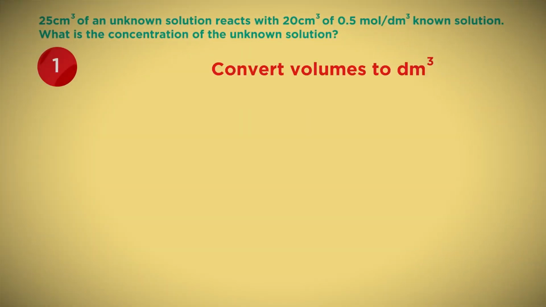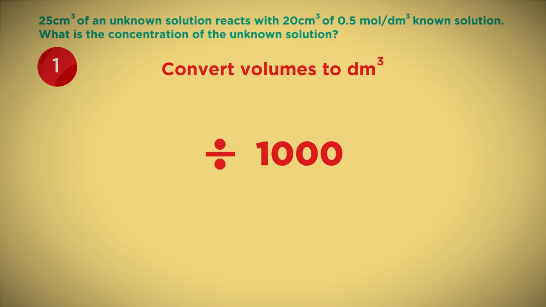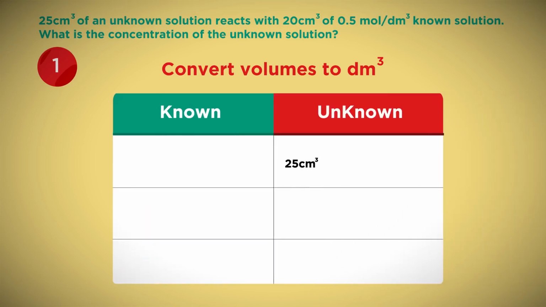First, we need to convert volumes to cubic decimeters. We do this by dividing by 1000. So 25 cubic centimeters divided by 1000 equals 0.025 cubic decimeters. And 20 cubic centimeters divided by 1000 equals 0.02 cubic decimeters.